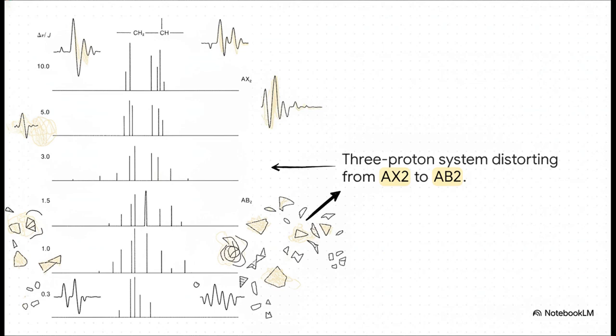With a 3-proton system starting as a readable AX2 system, it's fine at first, but as that ratio shrinks, intermediate peaks start shooting up out of nowhere. We go from a nice, predictable triplet and doublet straight into a chaotic AB2 system. You could theoretically see up to 9 lines here. And the crazy part is, the direct line spacings no longer correspond to the actual coupling constants.